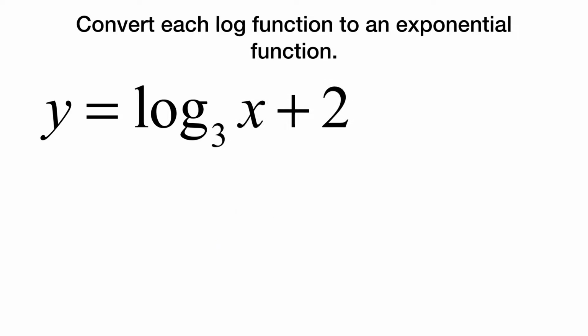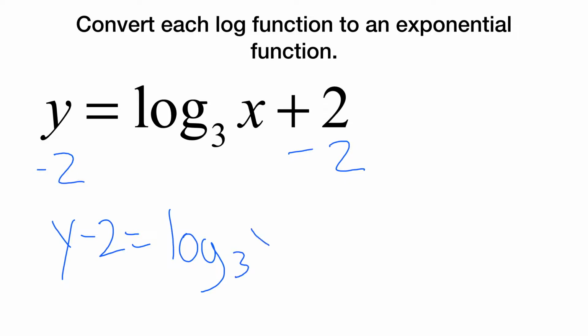So in this case, it would be the same thing, 3 to the y equals x, but we have this plus 2. So the first thing we have to do is subtract 2. So y minus 2 equals log base 3 of x. Now, that means it's going to end up becoming 3 to the everything over on the other side, not just y, but 3 to the y minus 2 equals x.